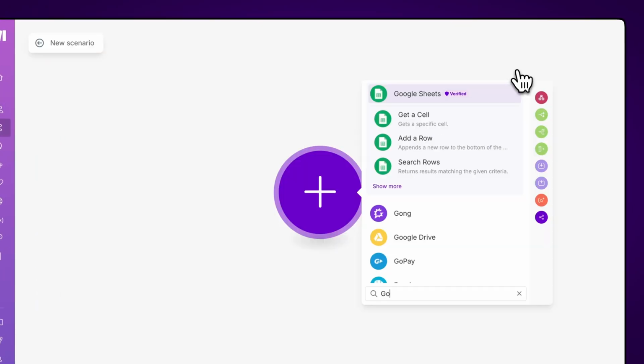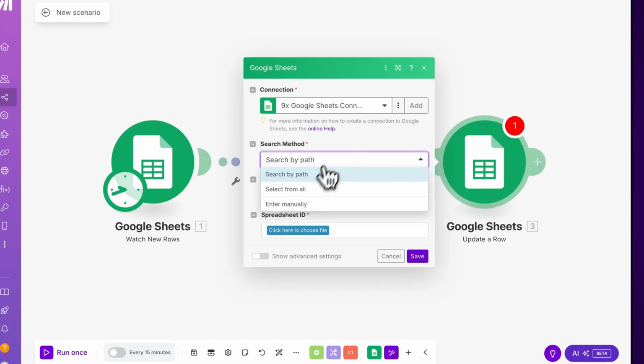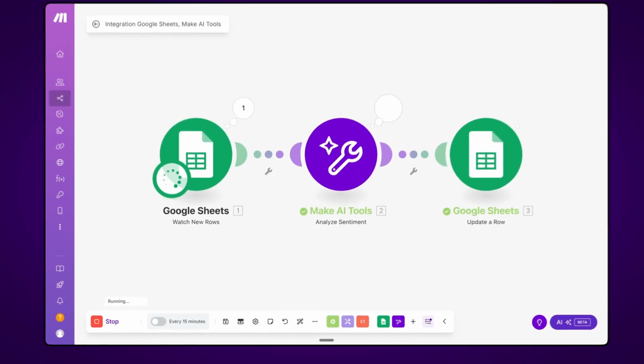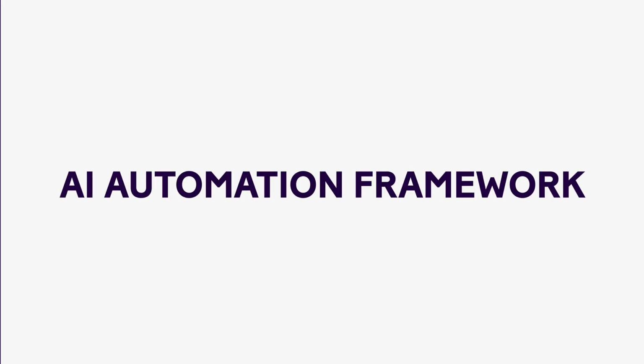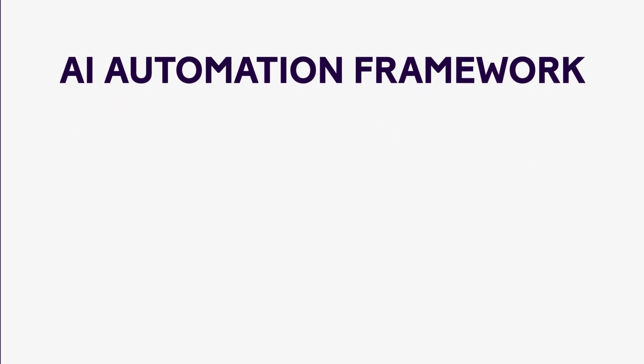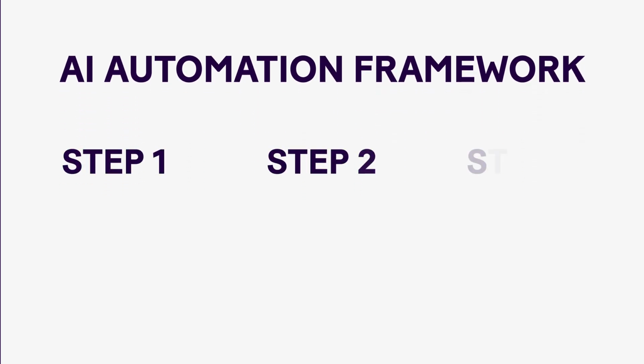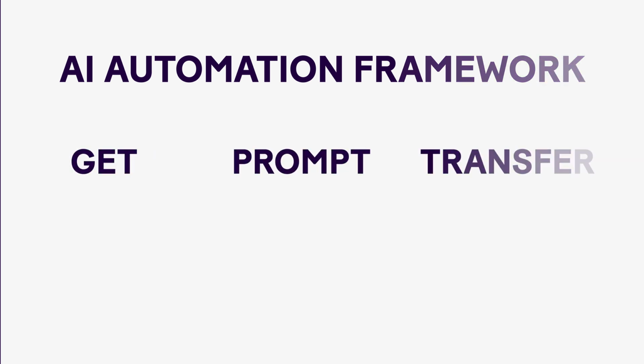In the next 10 minutes, I'm going to show you exactly how to build intelligent automation using Make AI tools. But before we dive into building, I want to share a simple 3-step framework that anyone can master, so that you'll have everything you need to start building your own AI-powered scenarios. Most people think that automation is complicated, but what if I told you that the majority of AI automations follow just 3 simple steps? Get, prompt, transfer. It's called the GPT Framework, and once you understand this, you'll see AI automation opportunities everywhere.